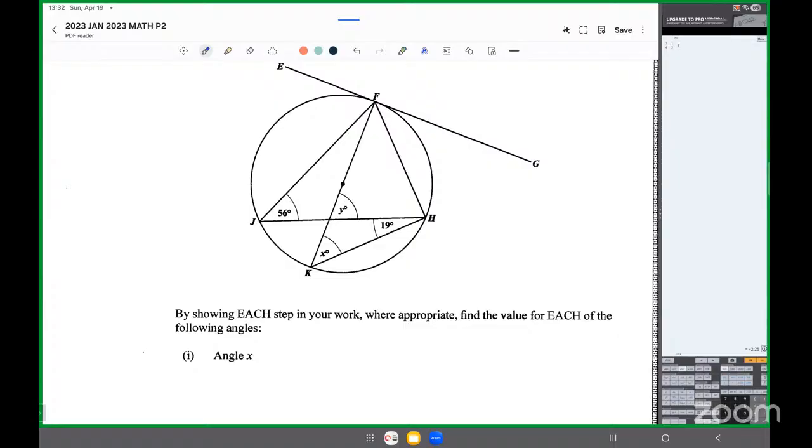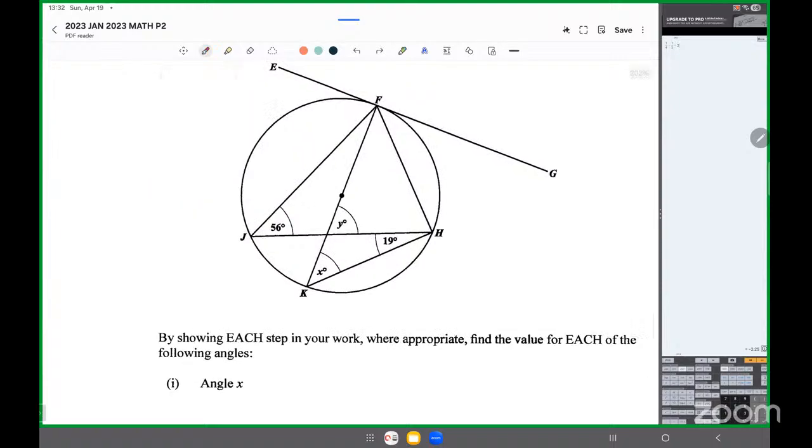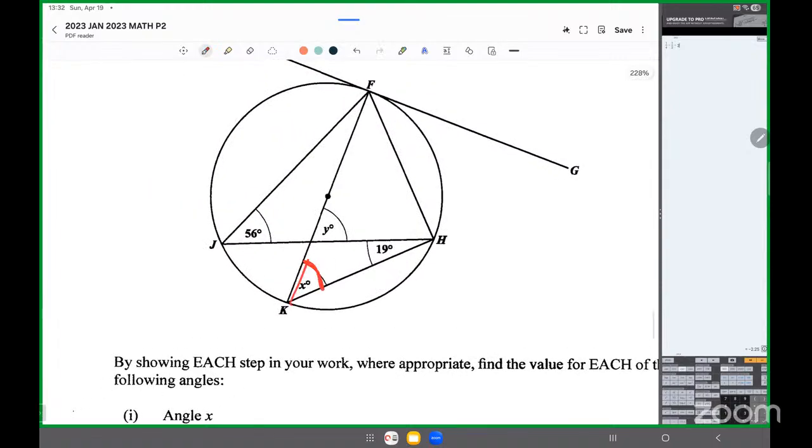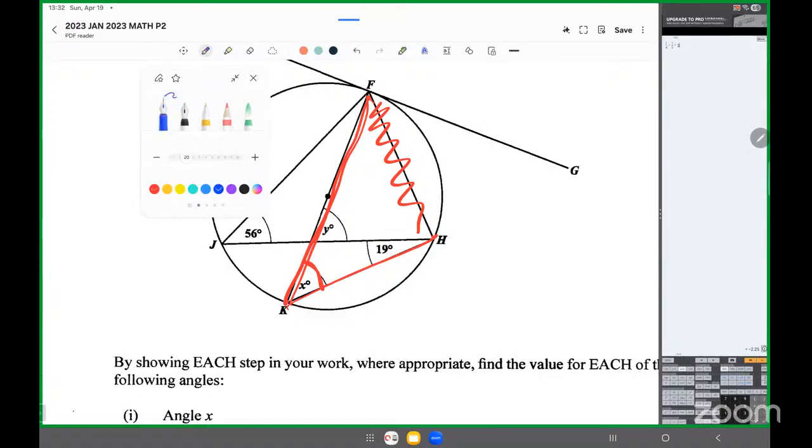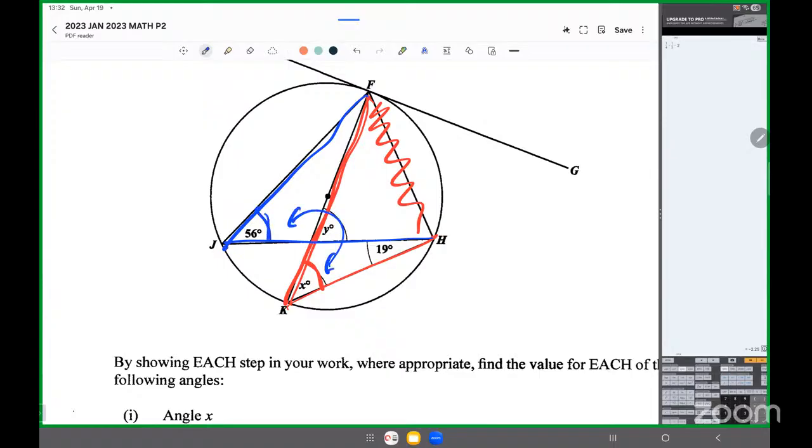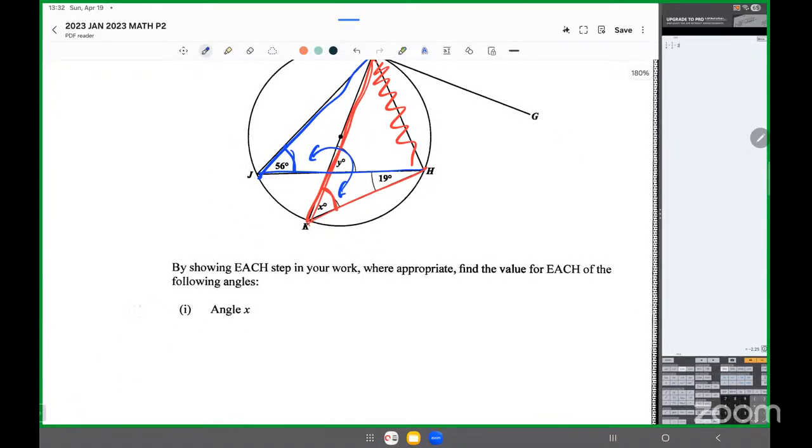First angle I want is angle X right here. That angle X is subtended by this chord. The same chord is subtending this angle up here of 56 degrees. So these two angles are equal, same segment rule. So angle X equals 56 degrees.